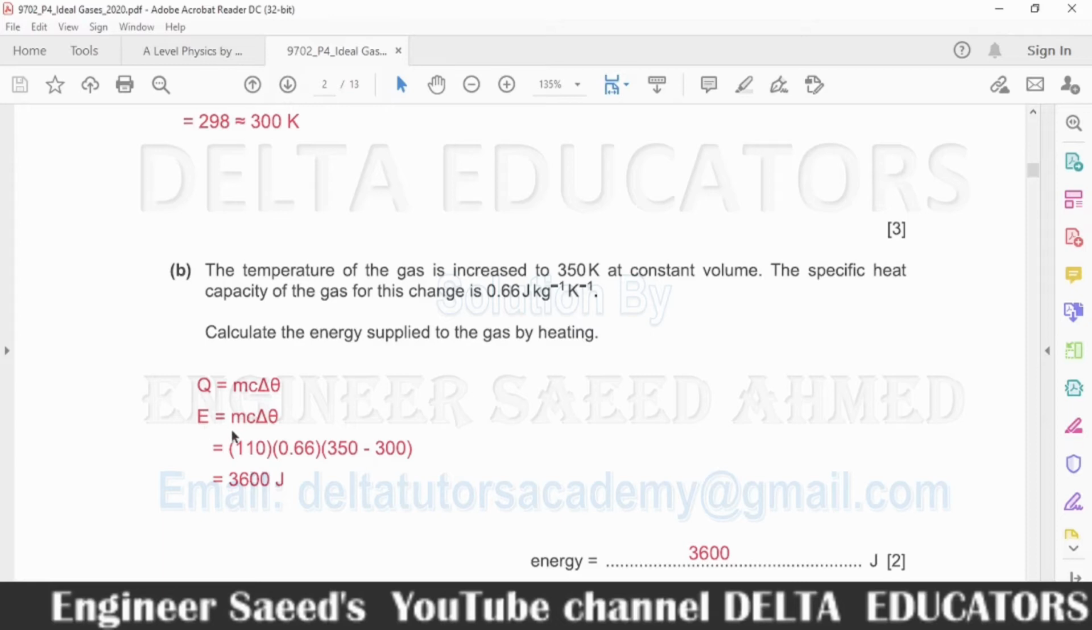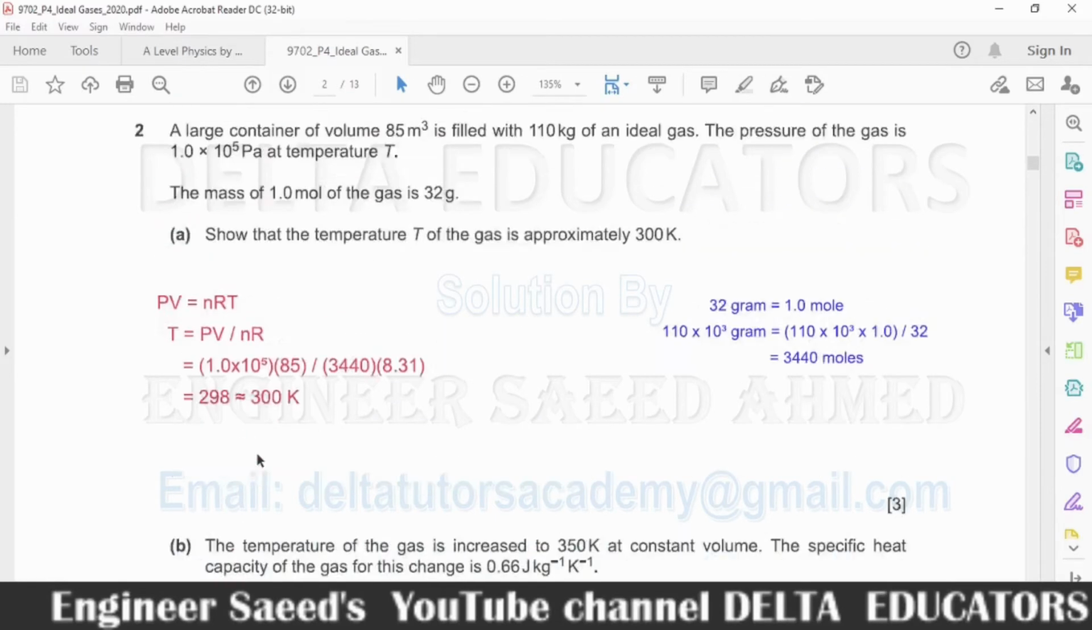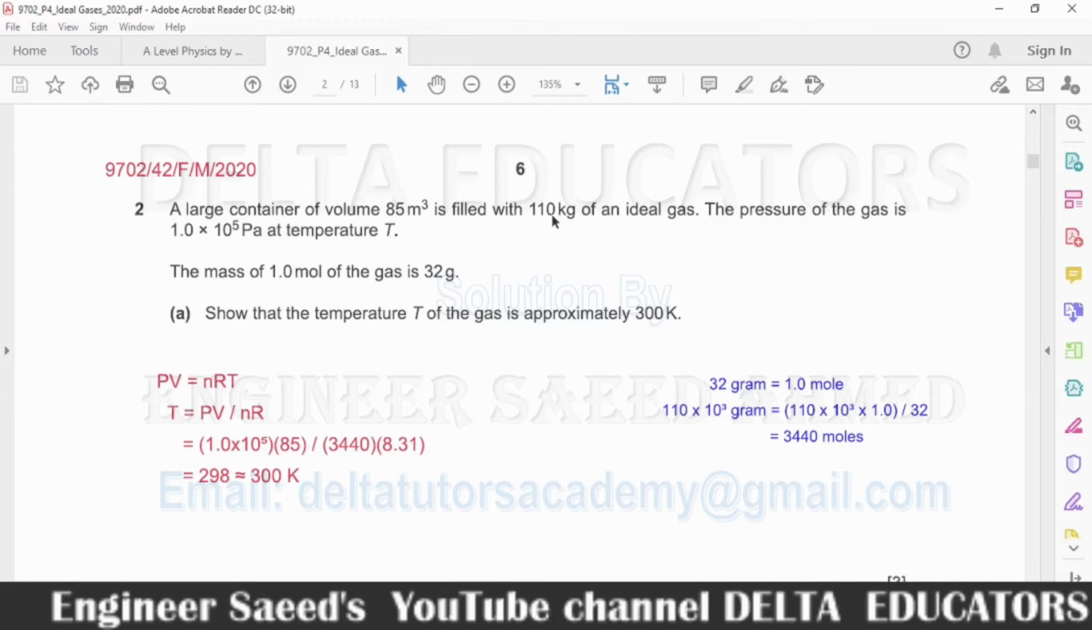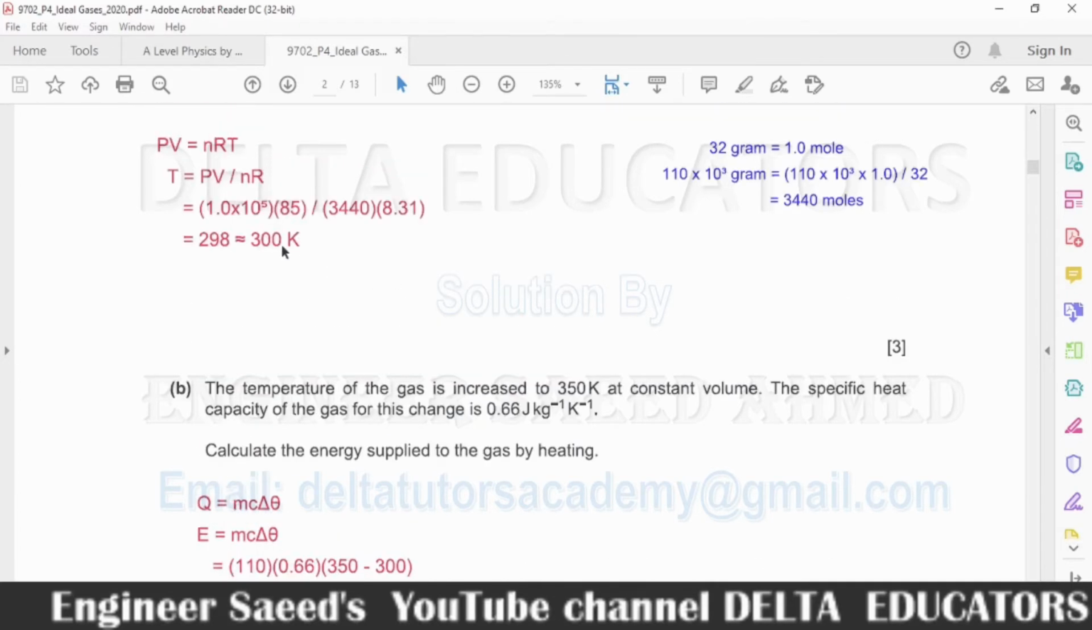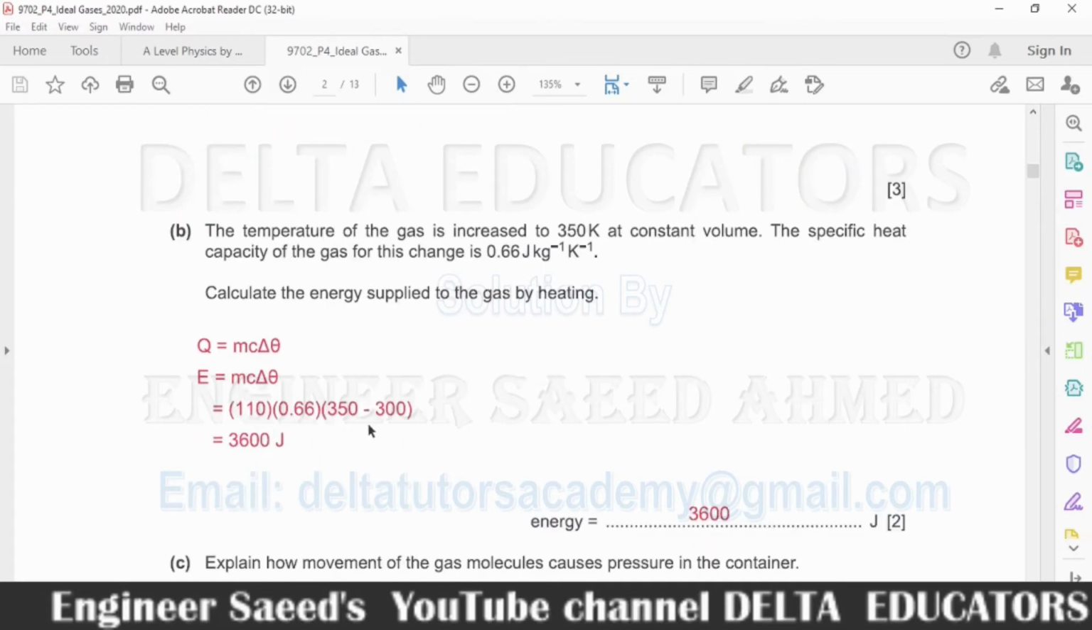Now here we have to find out the energy. So Q or E will be equal to mc delta theta. Here m mass is given, it is 110 kilogram. Now c specific heat capacity, it is given 0.66. Delta theta means change in temperature. Here final temperature is 350 Kelvin and here initial temperature we have calculated, it is 300 Kelvin. So change in temperature will be 350 minus 300 and by solving this one we will get the answer 3600 joules.